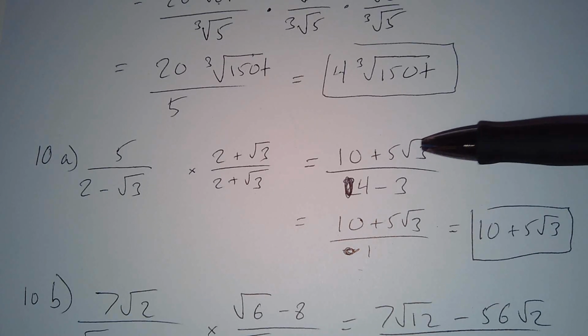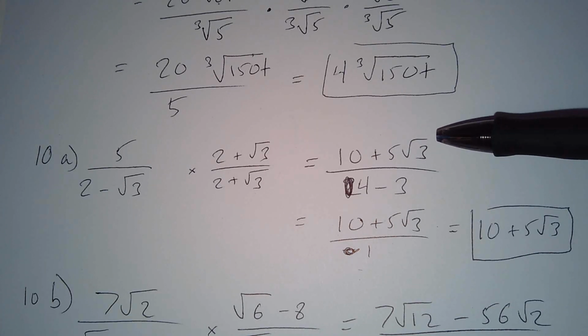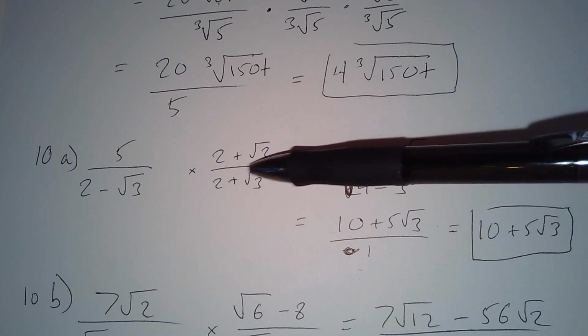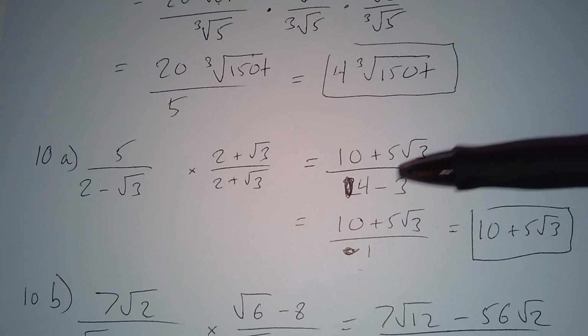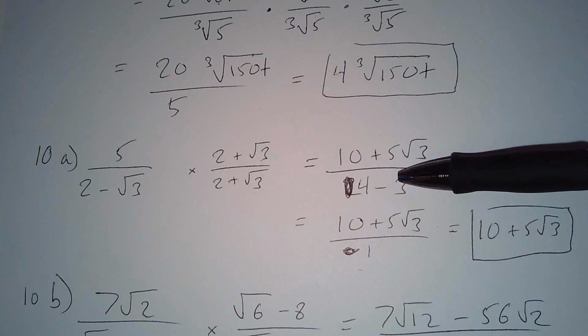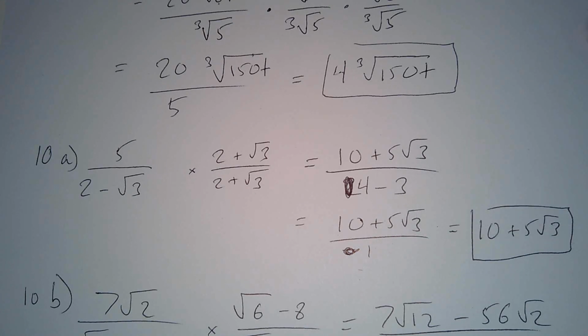So here you get 10 plus 5 root 3, so it's 5 times 2, 5 times root 3. And then here you're going to get 4 minus 3, which is just going to be 1. So you get 10 plus 5 root 3.